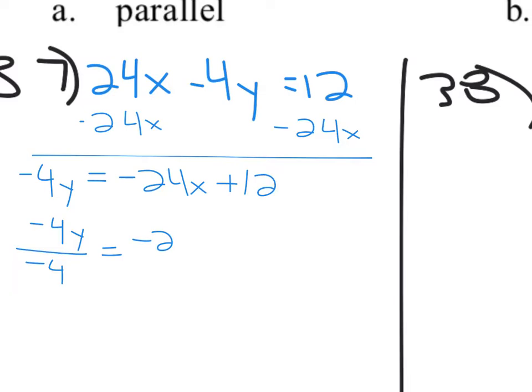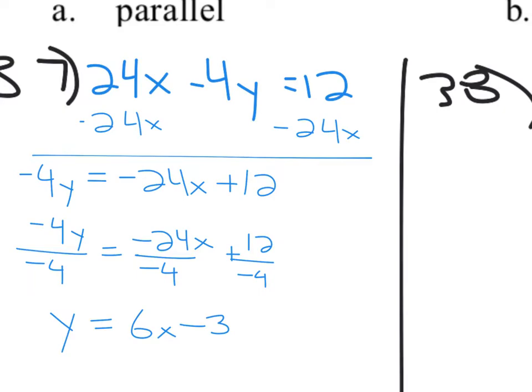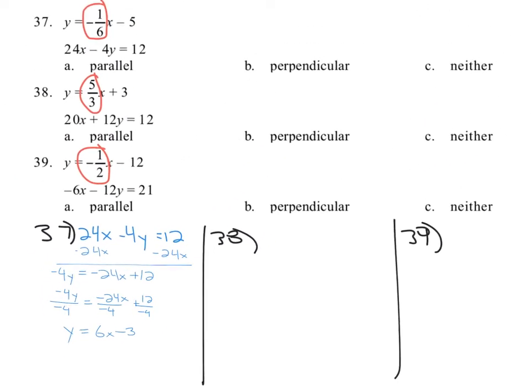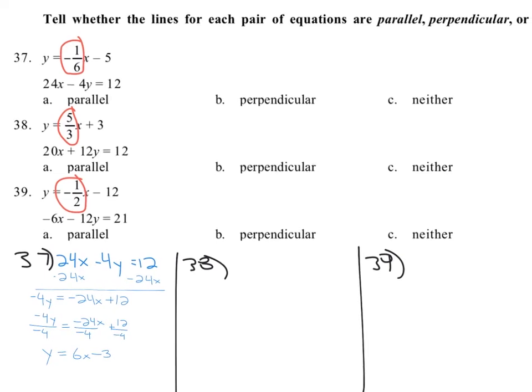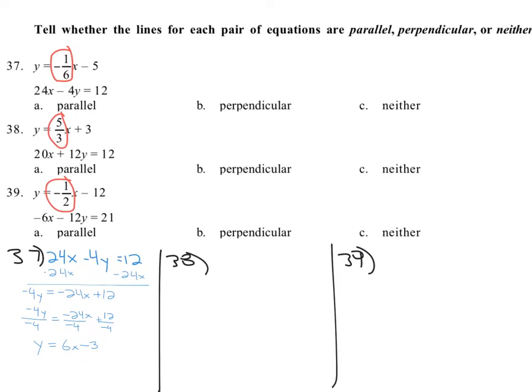Really, every separate term needs to be divided by negative 4. And what we get as a result is y equals 6x minus 3. Okay? So I'm going to zoom back out. For number 37, we see down here that the other equation is y equals 6x minus 3. So we have as a slope 6.